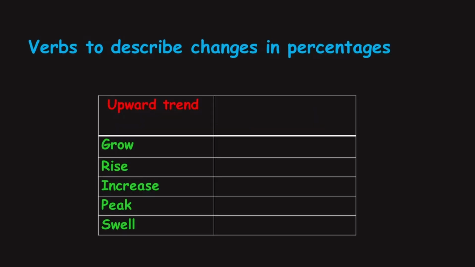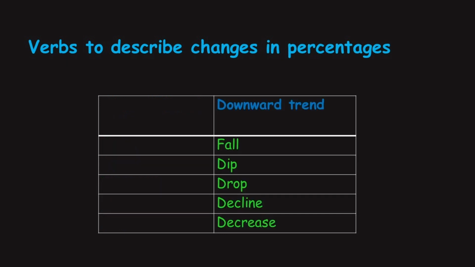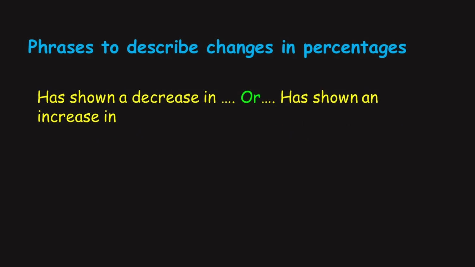Upward trend: grow, rise, increase, peak, swell. Downward trend: fall, dip, drop, decline, decrease. Phrases to describe changes in percentages: has shown a decrease in, or has shown an increase in.